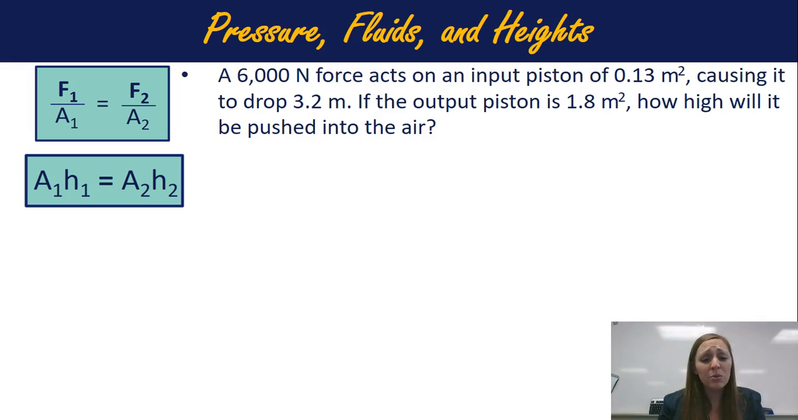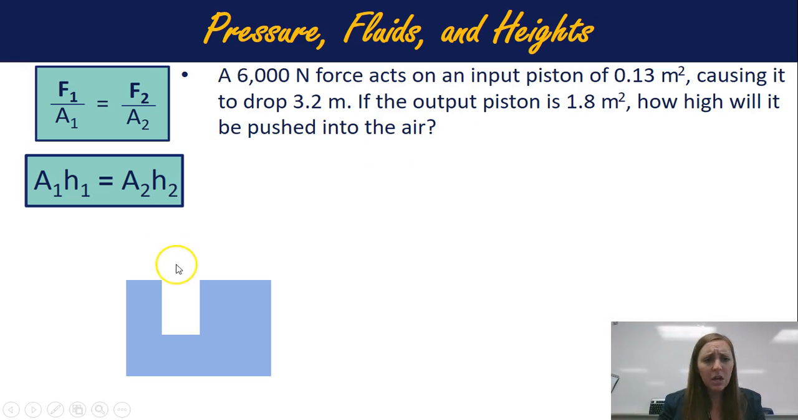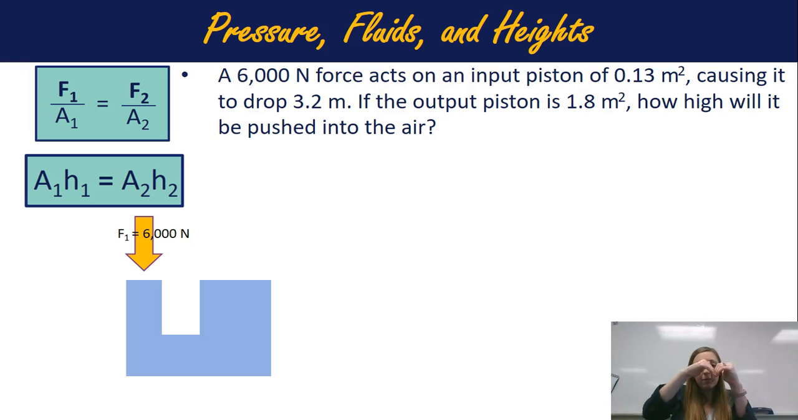The first thing I'm going to do is draw a picture. So I suggest you draw this. So here is my input piston, my output piston. This is a very, very basic drawing. When this 6,000 Newton force pushes on my input piston, it's pushing all that fluid, and that fluid is going to be pushed over to the other side and go up the output side.